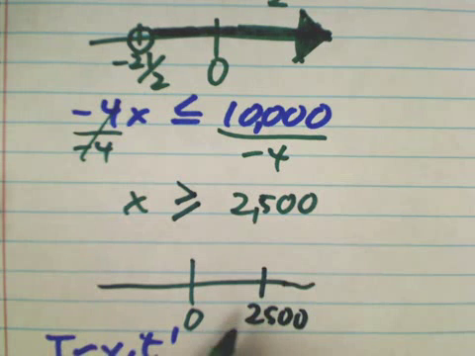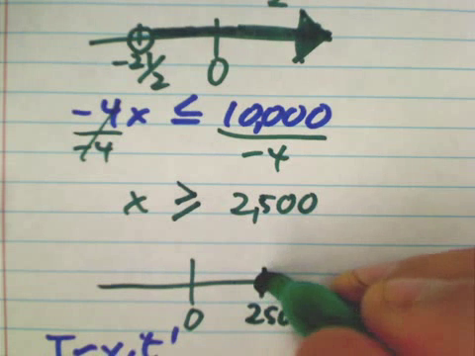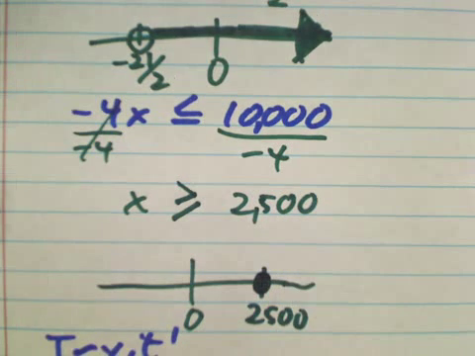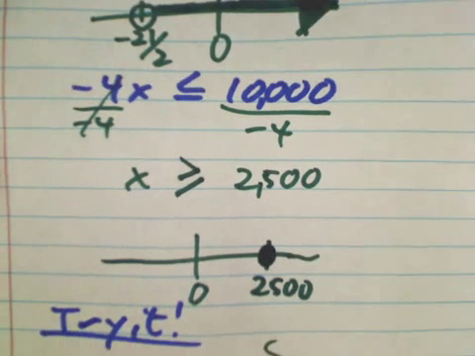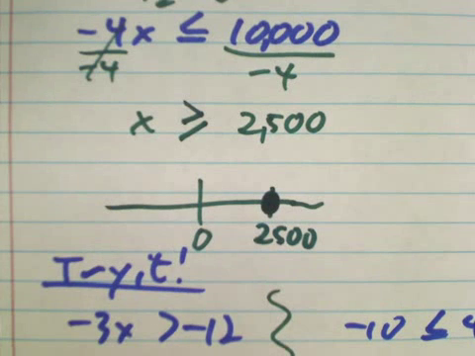That way, if it's a really big number, I don't have to put a bunch of stuff there. You just put the number itself. Now this is greater than or equal to. I'm going to include 2,500 in my solution. So I'm going to fill that circle in.